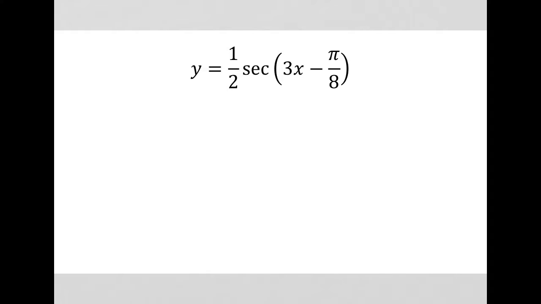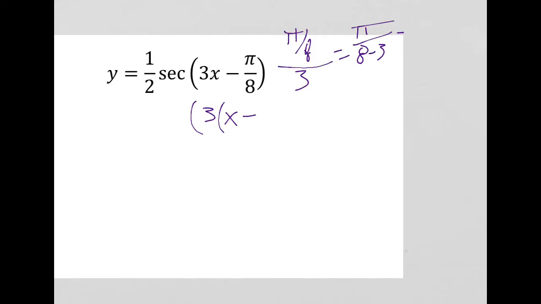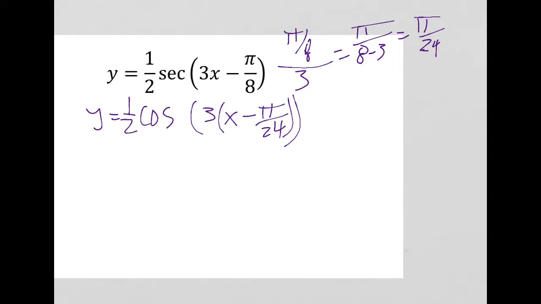So what do we do? We factor it. So we're going to factor out the 3. We're left with x minus, let's figure out what we're left with. We need to take pi over 8, and we need to divide that by 3, which is the same as just saying pi over 8 times 1/3, which is pi over 24, which is kind of awkward, but it will be okay. We have a pi over 24 right there, 1/2, and secant is the reciprocal of cosine. So we're going to think of this in terms of cosine and see where it gets us.